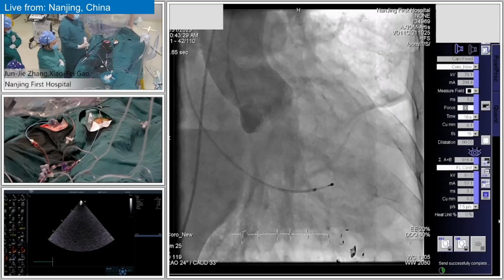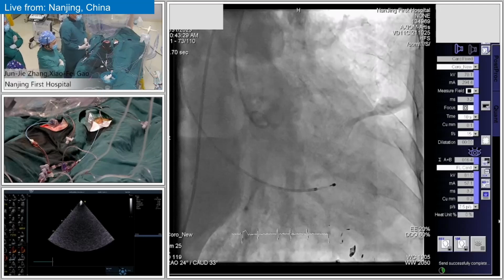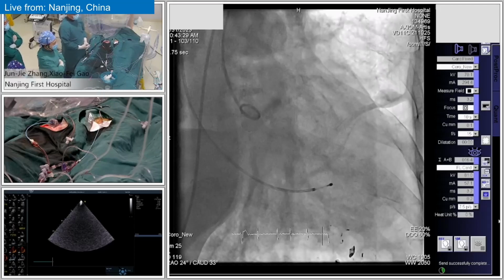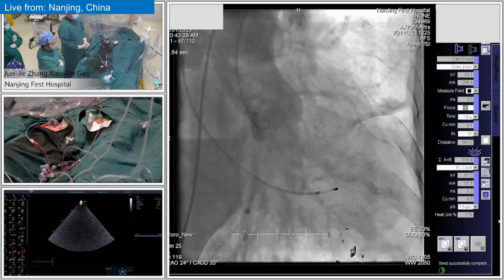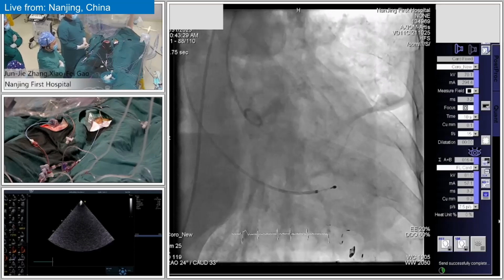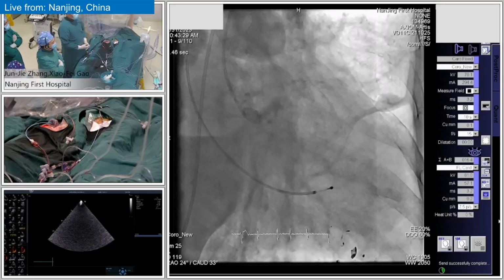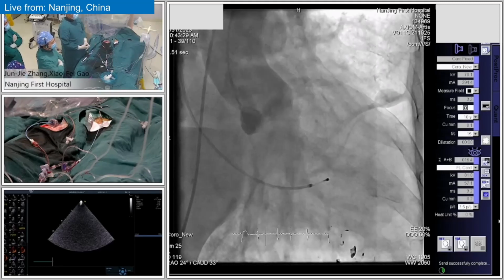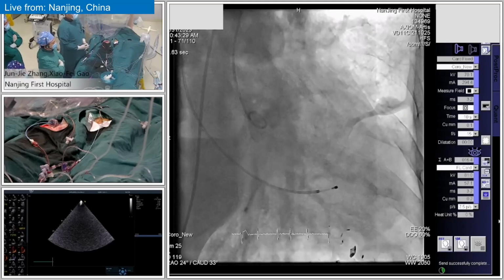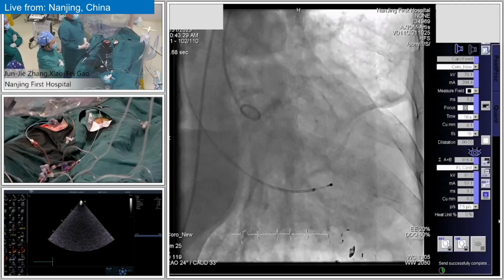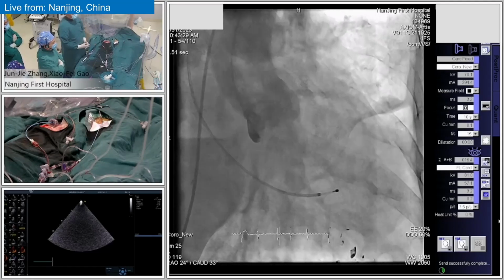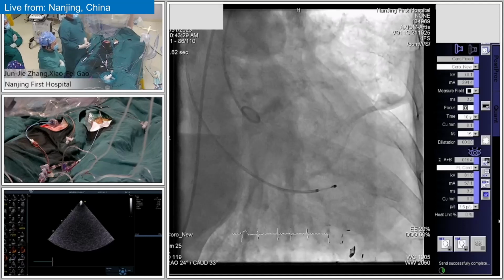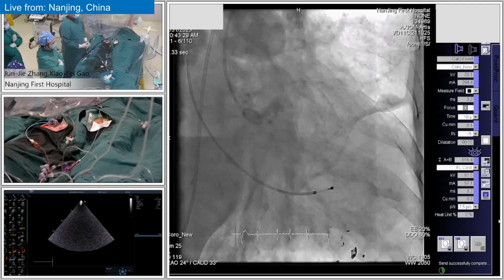Thank you. This is a very important question. Before the TAVI procedure, I think the most important thing is to evaluate the risk of coronary obstruction from the CT analysis. There are three factors which will impact coronary obstruction, or you can say three risk factors of coronary obstruction during the TAVI procedure.